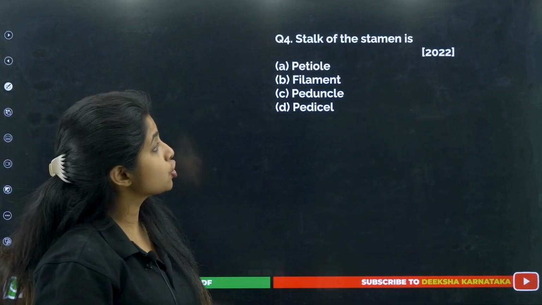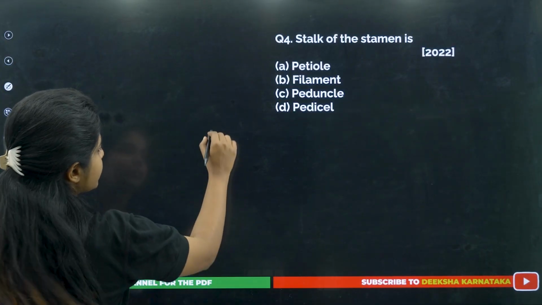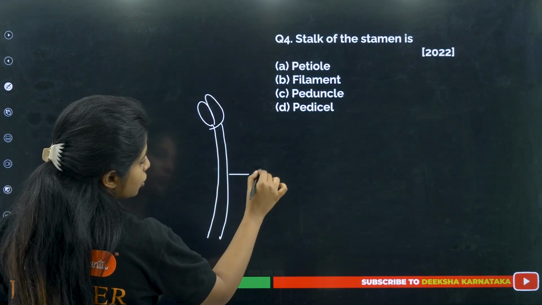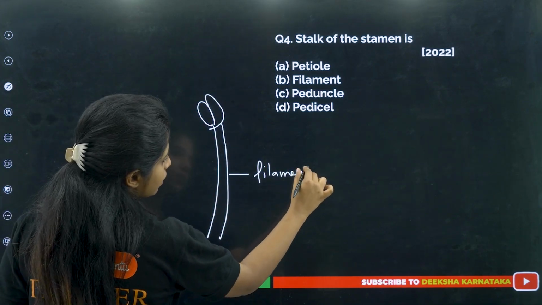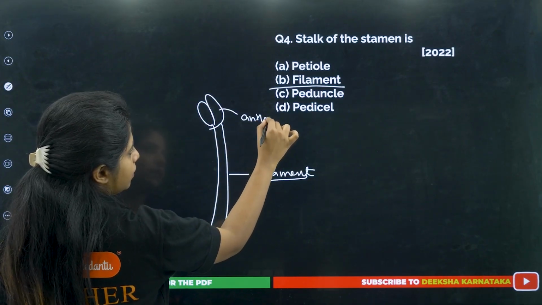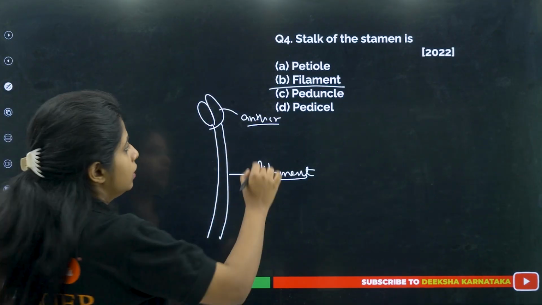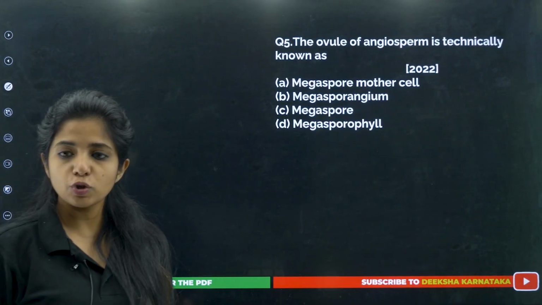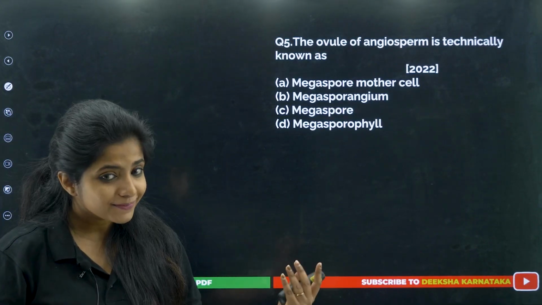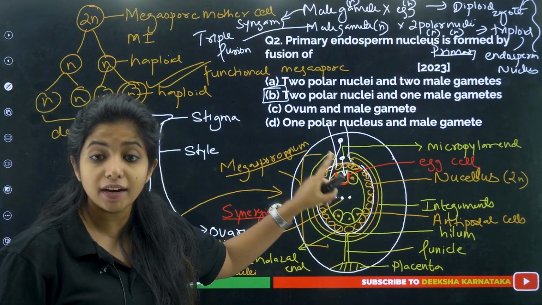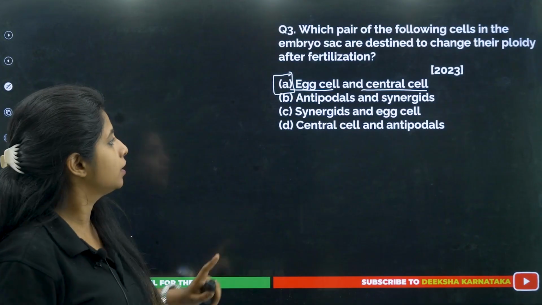Okay. Next, the stalk of the stamen is known as what? In the stamen, this is the structure of the stamen. Over here, this stalk-like structure, what do you call it? You call this the filament. Okay, this is the anther. Cool. So this becomes your answer. Next question. The ovule of angiosperm is technically known as megasporangium, because this is where the megaspores are going to develop.